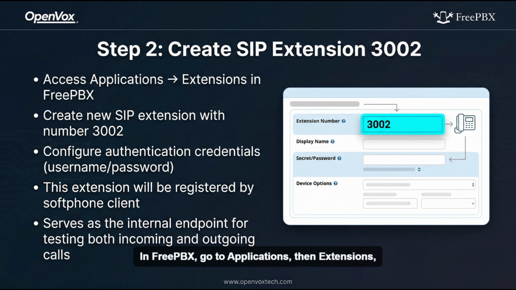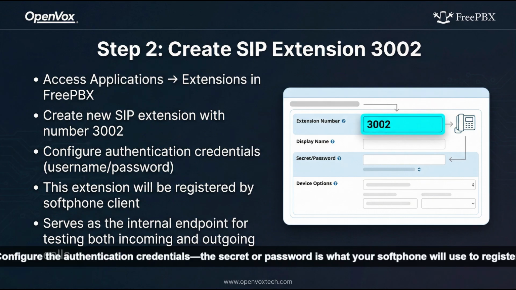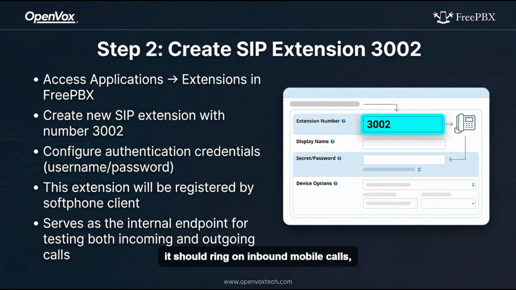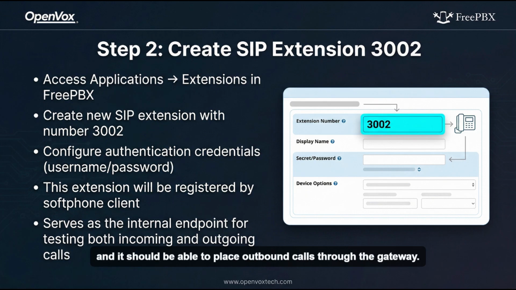In FreePBX, go to Applications, then Extensions, and add a new SIP extension with number 3002. Configure the authentication credentials. The secret or password is what your softphone will use to register. Treat extension 3002 as the internal endpoint for validating the whole setup. It should ring on inbound mobile calls, and it should be able to place outbound calls through the gateway.